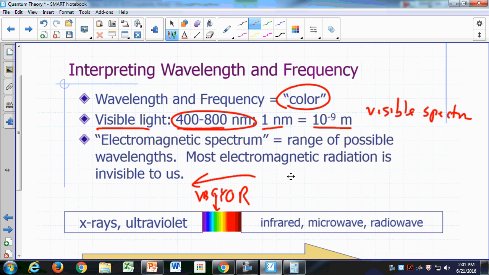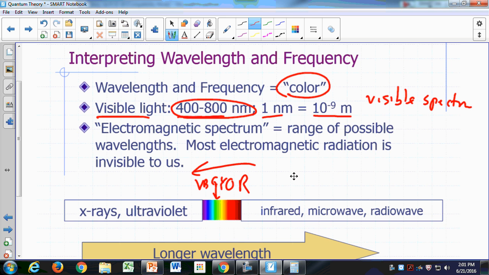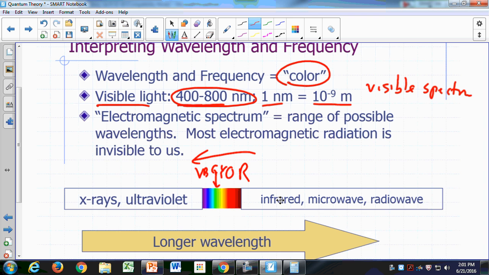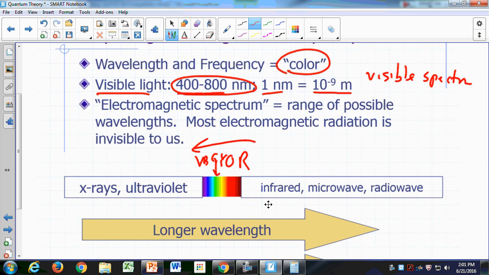Now, most electromagnetic radiation is actually invisible to us. If it hits your eye, you're not going to know it did until you go blind from too much exposure, maybe. But most electromagnetic radiation is invisible to us. Wavelengths shorter than violet are known as ultraviolet, even shorter than ultraviolet you have X-rays, and even shorter than X-rays you have gamma rays.